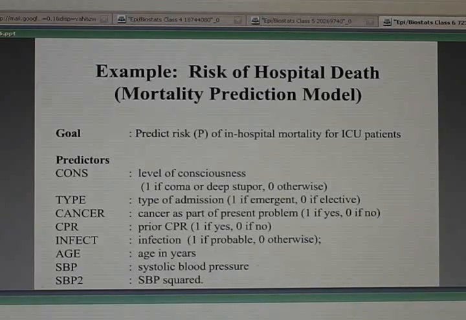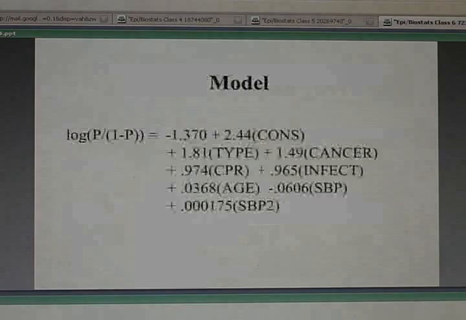prior CPR or infection. We also recorded the person's age, not as young versus old, but the actual age of a person had: 20 years old, 32 years old, 47 years old. And finally, they recorded the blood pressure of the individual at admission. They recorded that, and they also squared the blood pressure, because this is the final model they came up with.